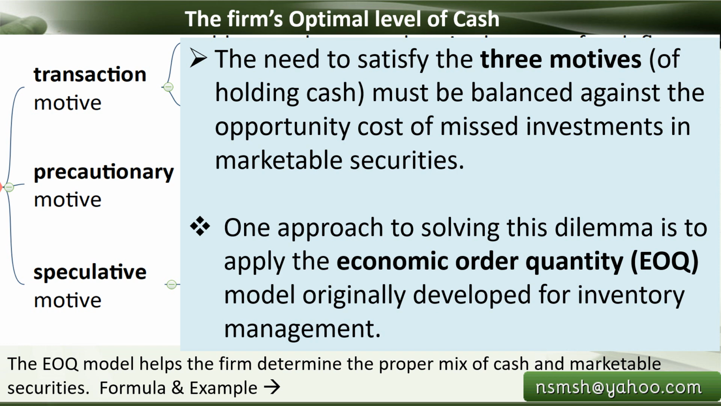One approach to solving this dilemma is to apply the economic order quantity. There is a kind of inventory management system, the economic order quantity. What will be the economic order quantity? Similarly, in cash management also, we can treat the amount of cash as a quantity of cash inventory. So the same formula can be applied here.